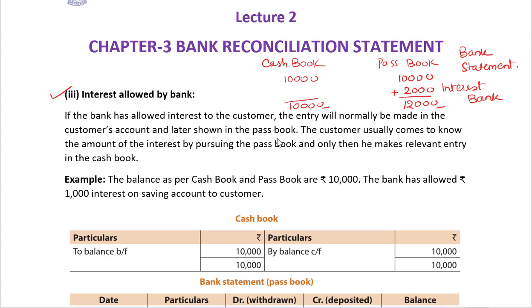Let us follow this. If the bank has allowed bank interest to the customer, then the entry will normally be made in the customer's account and later on in the passbook. The customer usually comes to know the amount of the interest by perusing the passbook and only then makes the relevant entry in the cash book. That means there is an entry in the passbook, but because the customer is not informed about the bank interest given by the bank, the entry is not there in the cash book.